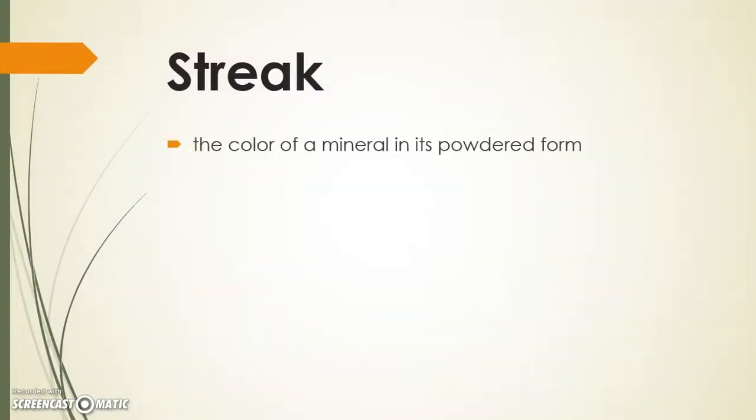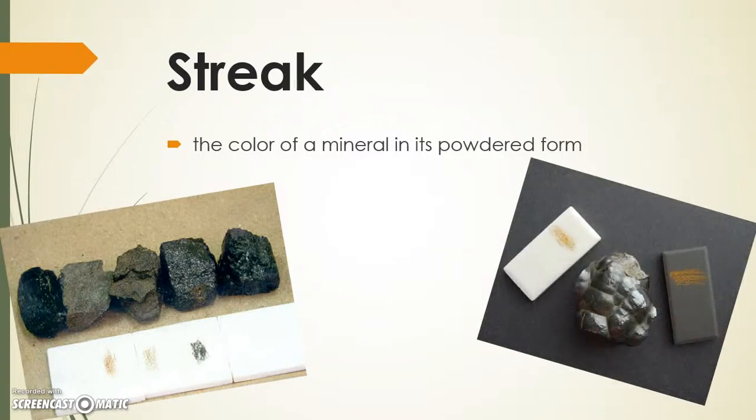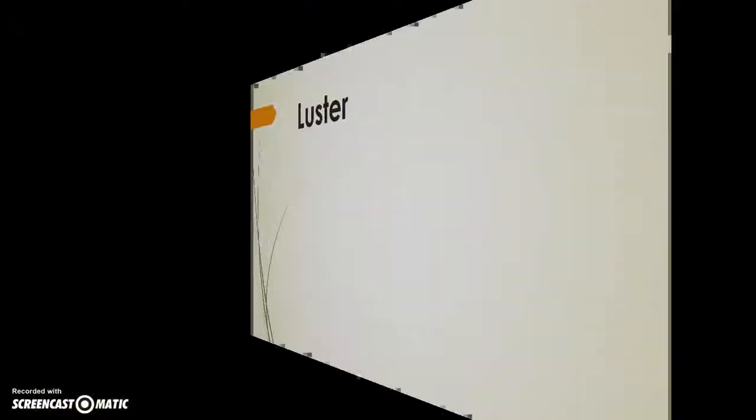A good one that you can use is streak, and that's the color of a mineral in its powdered form. So if you were to take one of those minerals or a rock and rub it against a porcelain plate, what we call a streak plate, it's going to leave behind this powdered color. That powdered color is what we call the streak. Every mineral has its own streak. So for example, if you look at this middle image, red hematite has a red streak, whereas white calcite has that white powdered form. So you can tell the difference between the two based off of their streak color.